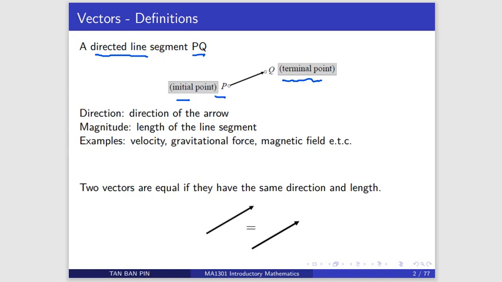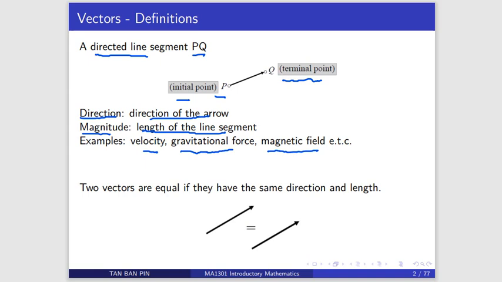A vector has two things, direction and magnitude. Direction is the direction of the arrow, in this case pointing from P to Q. Magnitude is the length of the line segment. Examples of vectors will be like velocity, gravitational forces, magnetic fields.